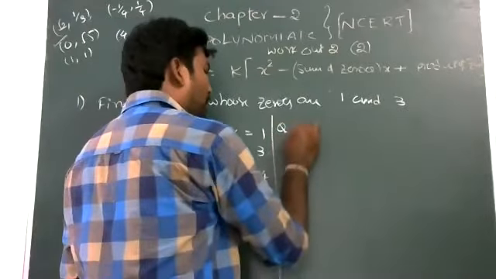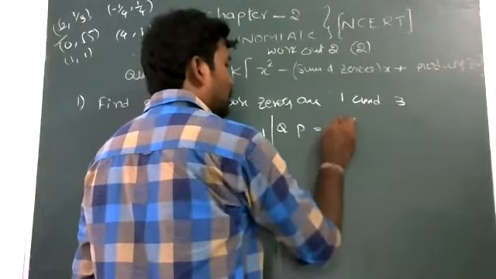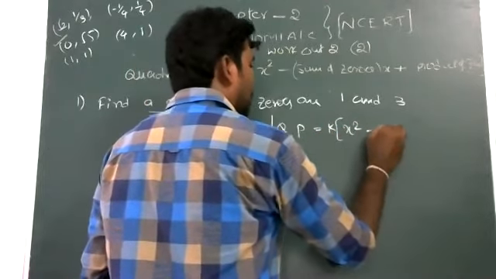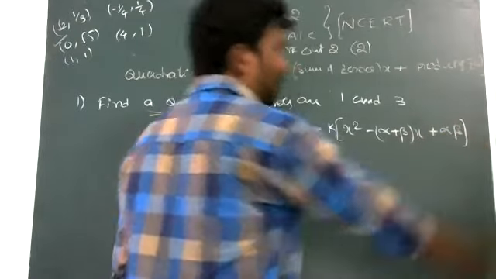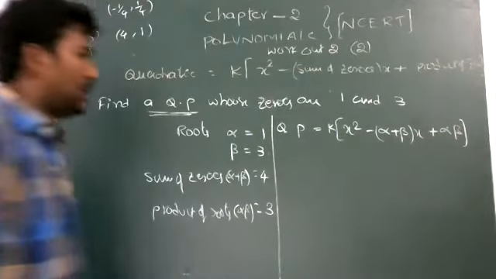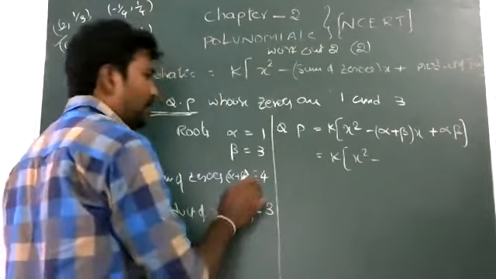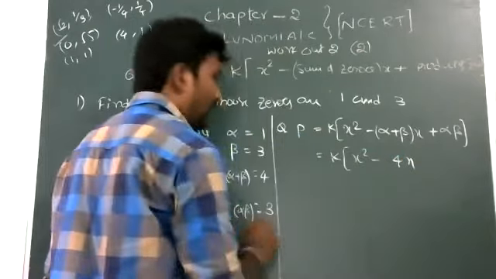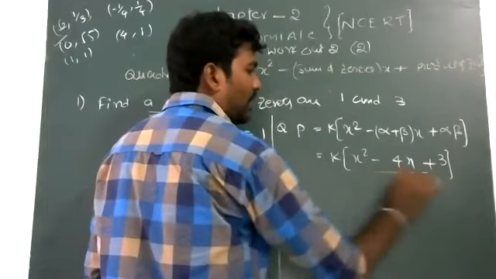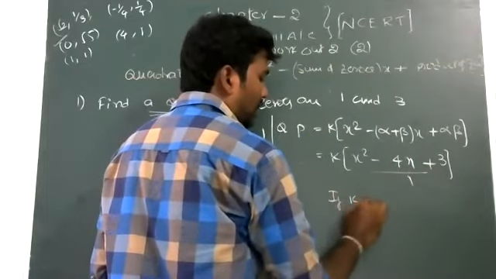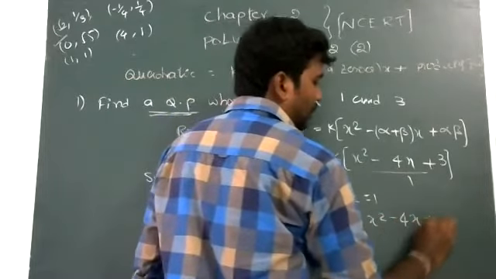Now find the quadratic polynomial. The quadratic polynomial equals k into x squared minus alpha plus beta into x plus alpha beta, with the same formation. So you can substitute: k x squared minus 4x, and then alpha beta, plus this is the quadratic. There is no denominator, that's why you can write k as 1. If k equals 1, then the quadratic polynomial is x squared minus 4x plus 3.